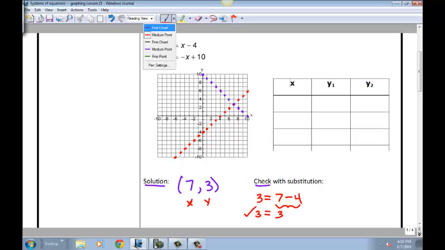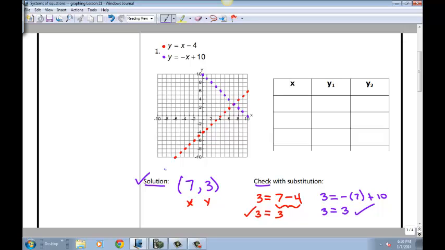Now let's check the blue one. Same deal, I'm going to use the same numbers, 7 and 3, and plug them in. So 3 equals negative 7 plus 10. Bring down your 3, bring down the equals, and now we're going to do the math. Negative 7 plus 10 is 3. That's also a true statement. Since I get a true statement for both situations, that means that my solution over here is good. 7, 3 really is the answer.